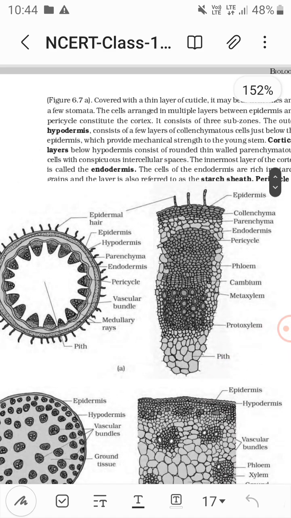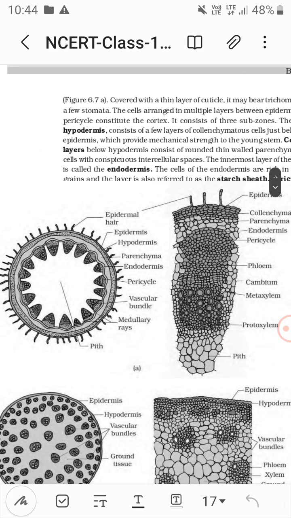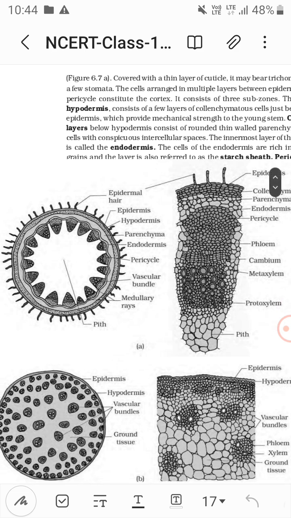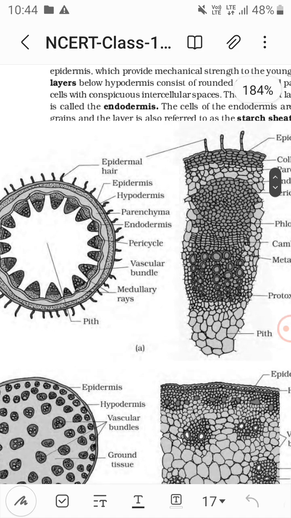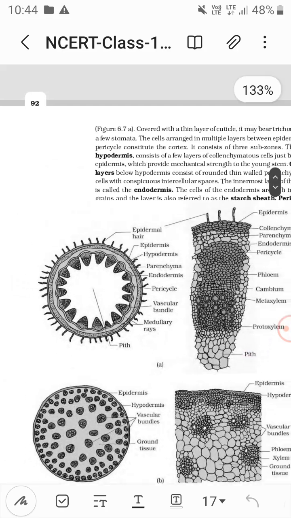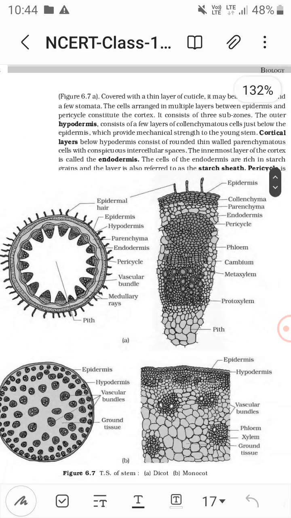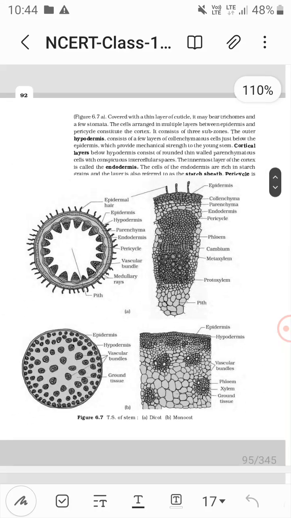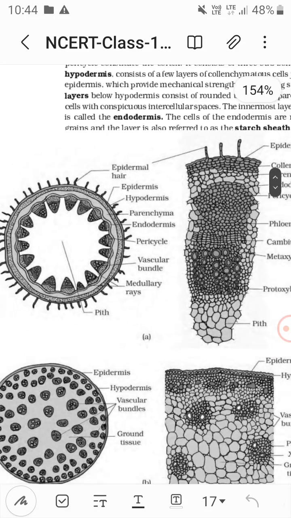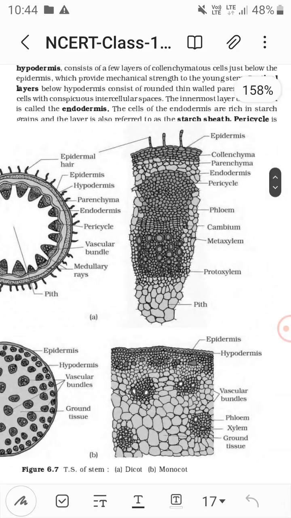See in the diagram: epidermal here, then epidermis, hypodermis, parenchyma, then endodermis, pericycle, vascular bundles, medullary rays and pith. So medullary rays are new, present in both dicot root and stem. Medullary rays for secondary growth.